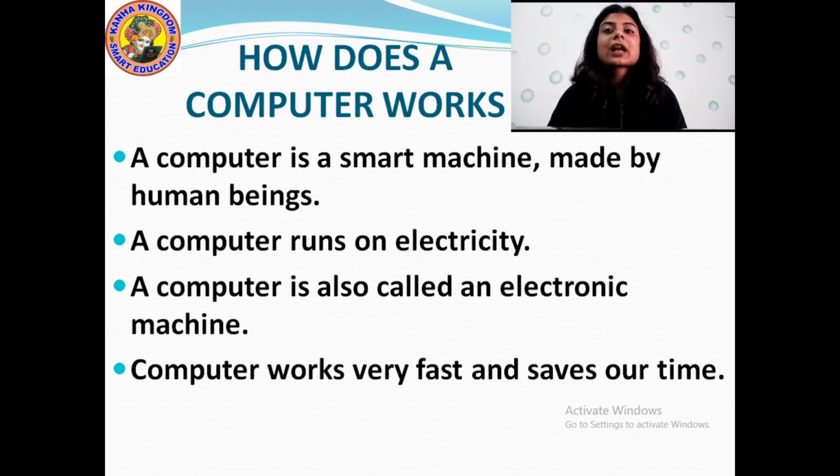Okay, and computer works very fast. Computer works very fast and saves our time. Okay, the work that we do without computer requires a lot of time. Okay, and it is very slow. It is very slow when we work without a computer. When there is certain work that is done without a computer, it requires a lot of time. Okay, and the work is very slow.